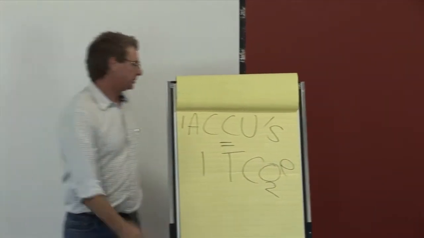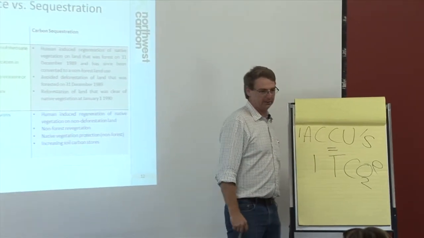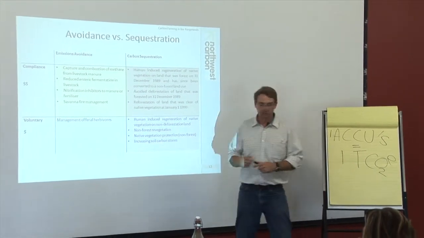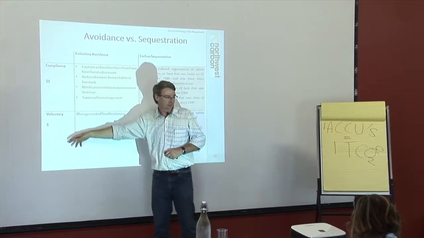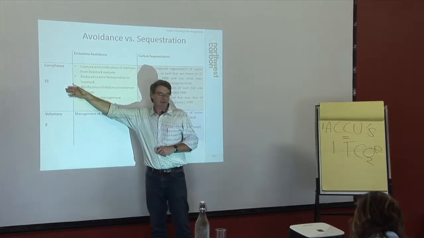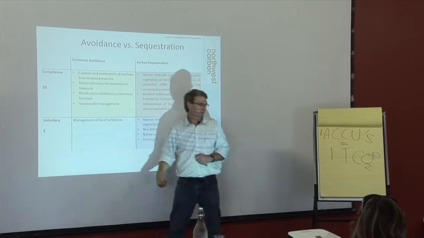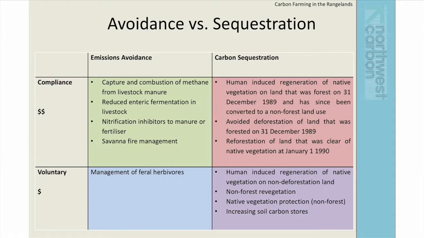So how do you actually generate an Australian carbon credit unit? How do you get into this game? We talked about compliance and voluntary, the differences there. Compliance are worth more, voluntary are worth less. There are then two distinct types of projects. One of them is emissions avoidance. That's where you stop emissions going into the atmosphere.